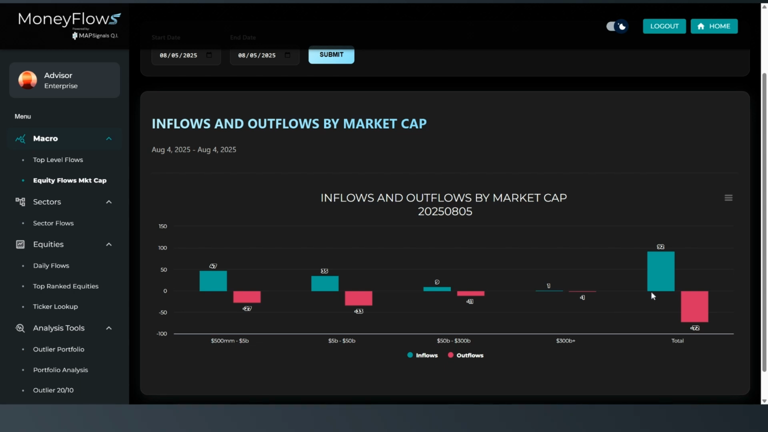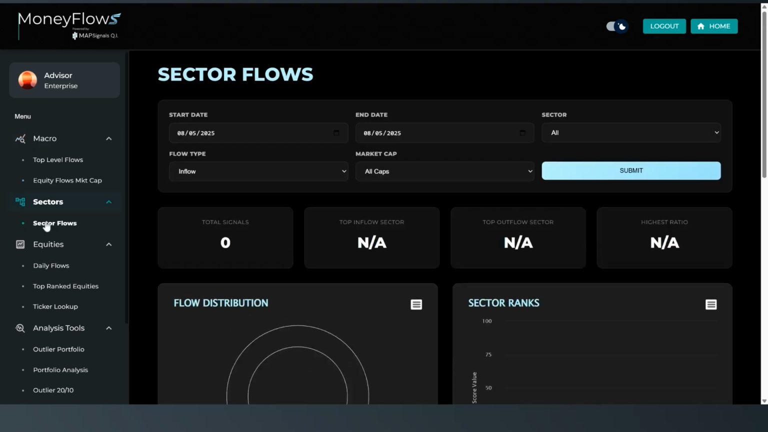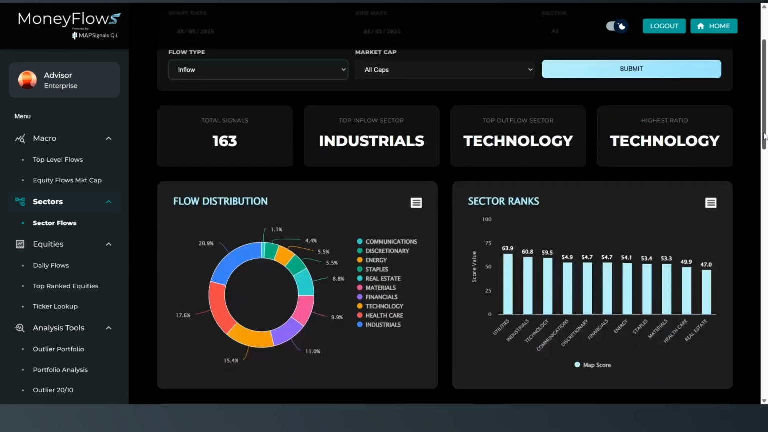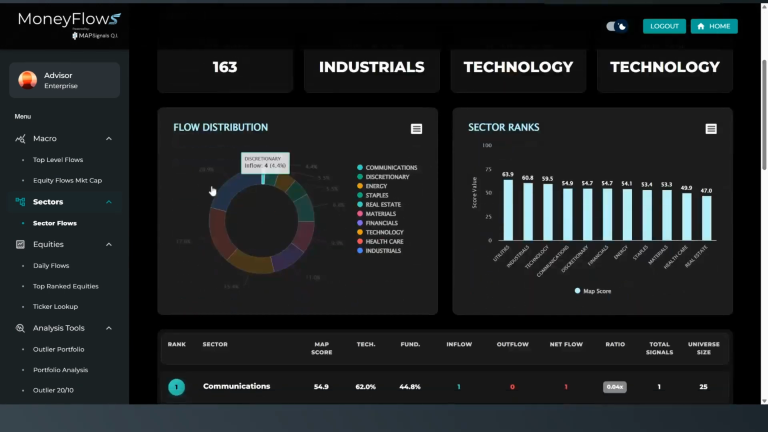But what's the key here? 92 inflows, 72 outflows. There's a lot of action happening under the surface of the market every single day. Now, if you want to take this to sectors, check this out. This is really cool. So what this does is it takes all your flows, okay? So for this one, we're going to talk about inflows. We can see the flow distribution broken out by sector.